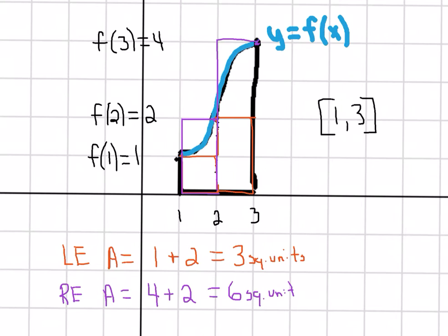Now, that area is a little high, because you can see I'm finding some area outside of the curve. But from the left end, I got an answer of 3, and that's under. And from the right end, I have an answer of 6, which I know is over. So at least I know my answer is somewhere between 3 and 6. If we split this up into more subintervals, the closer we're going to get to our area underneath the curve.